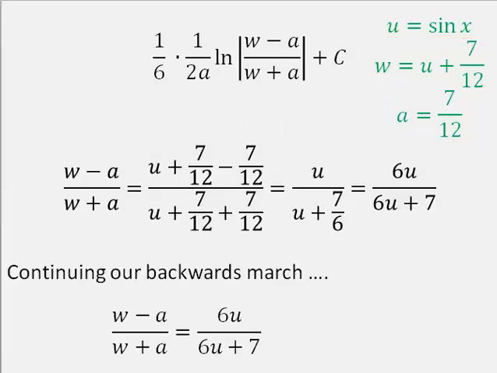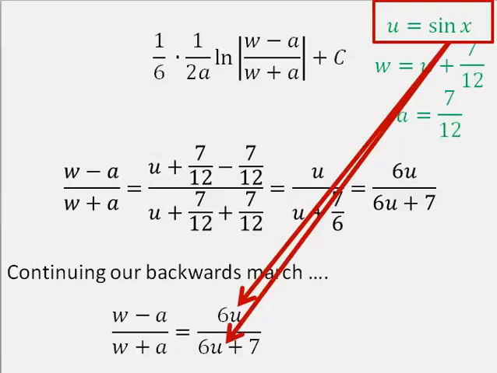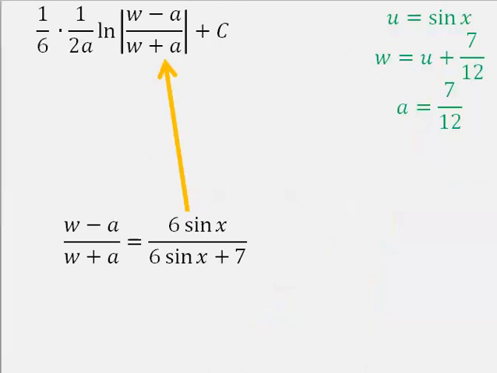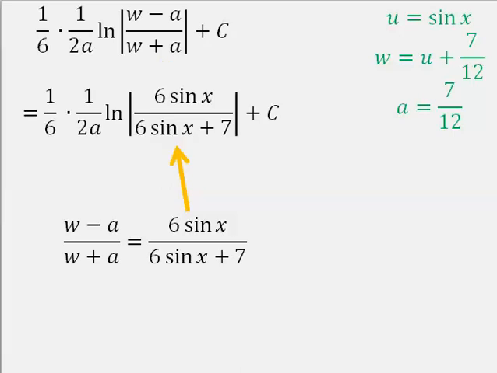I have to do this step carefully, but this is what I get. We still have some unwinding to do. Instead of the u, I'm going to put in sine x. So I'm going to rewrite this using sine x instead of u. And this is what I get. Recall, what I have found is that little piece inside of the absolute value. So instead of w minus a over w plus a, I'm going to put in 6 sine x over 6 sine x plus 7. Make that change.